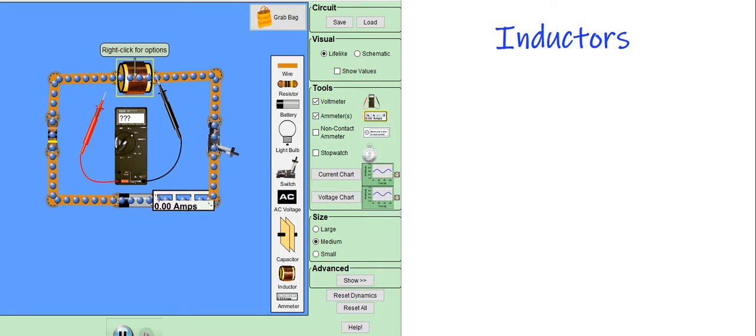Welcome to this video on inductors. In this video we're going to take a look at what inductors do and how they behave in electrical circuits. And we will look at a little bit more of the theoretical nature behind the inductors, but we also want to take a look at just physically what's actually happening, because after all this is physics.